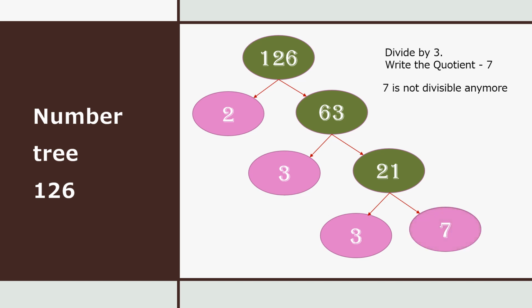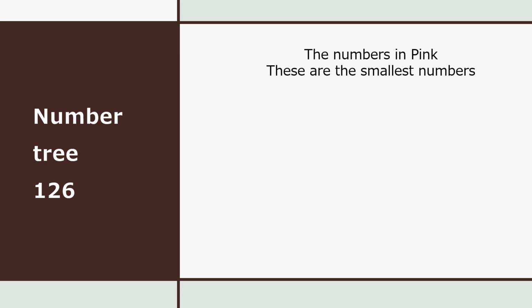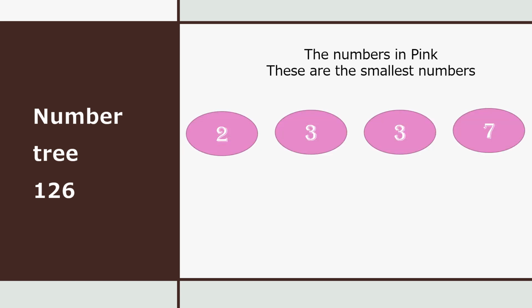So, what are the 4 pink numbers here? 2, 3, 3 and 7. We cannot make these numbers any smaller by dividing them. So the numbers in pink, these are the smallest numbers, 2, 3, 3, 7. What happens if you multiply them? Can you try it? Try multiplying them in your notebook and see how much is the answer.